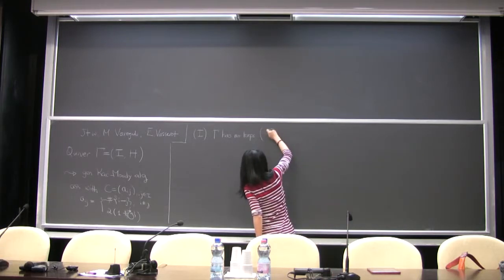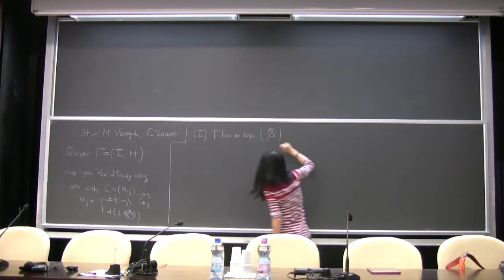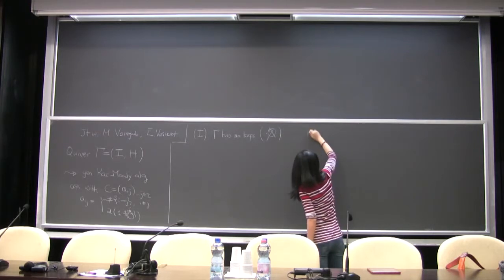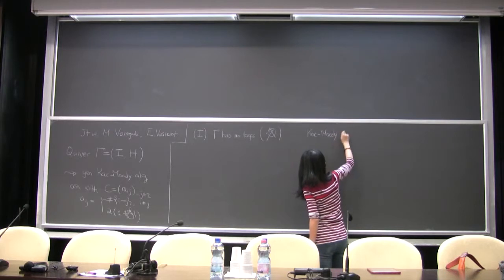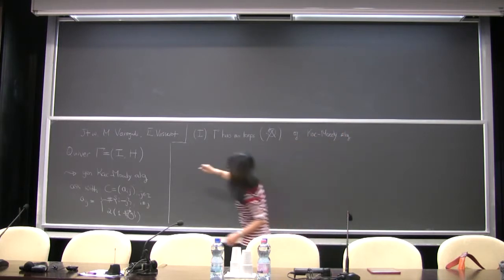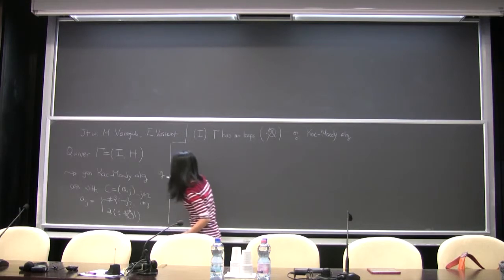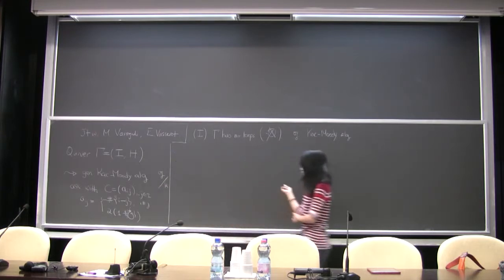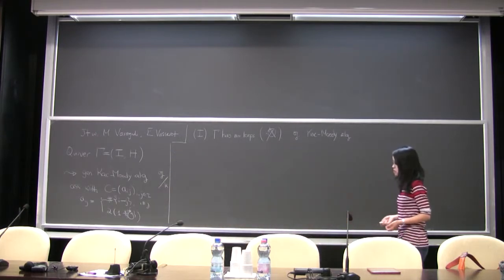So I do not allow this kind of situation. Then I really get the Kac-Moody algebra. So I will call this the Kac-Moody situation. I will denote this Kac-Moody algebra by g. And now I will work over a base field K, algebraically closed, but it can be positive characteristic.